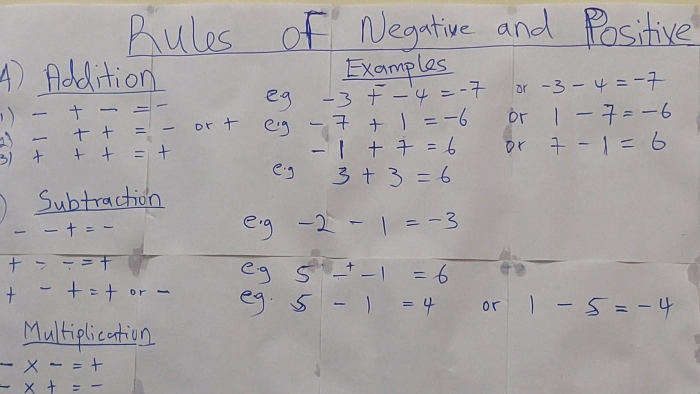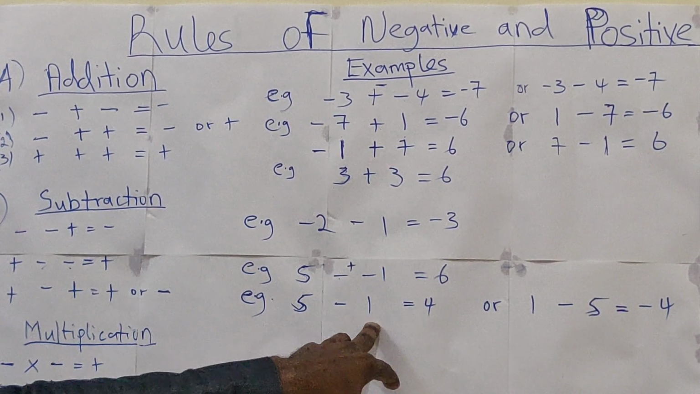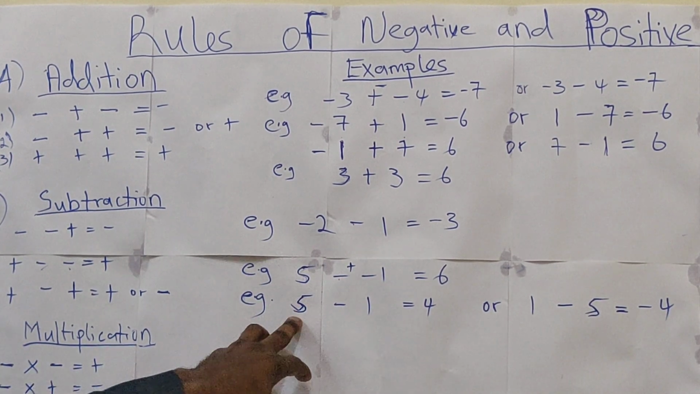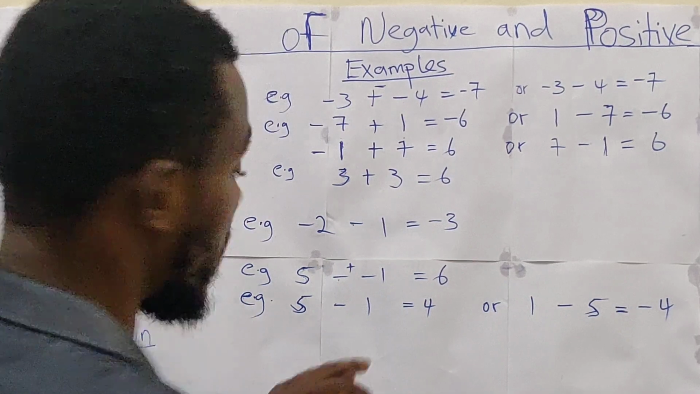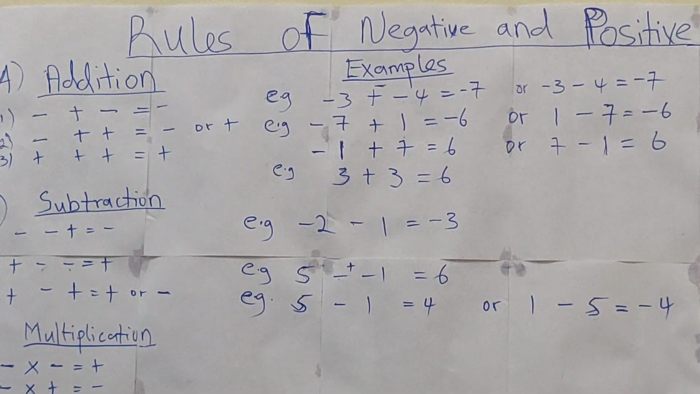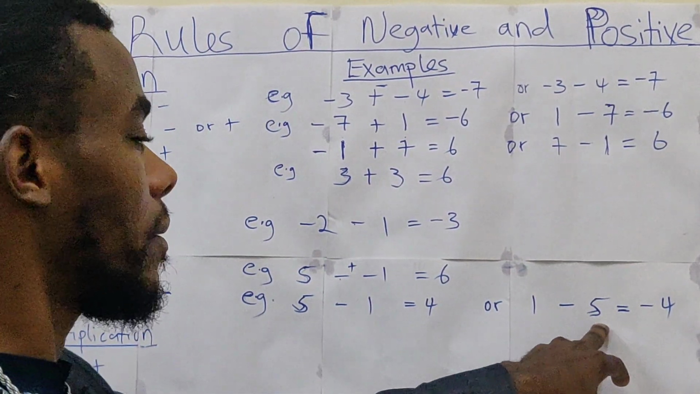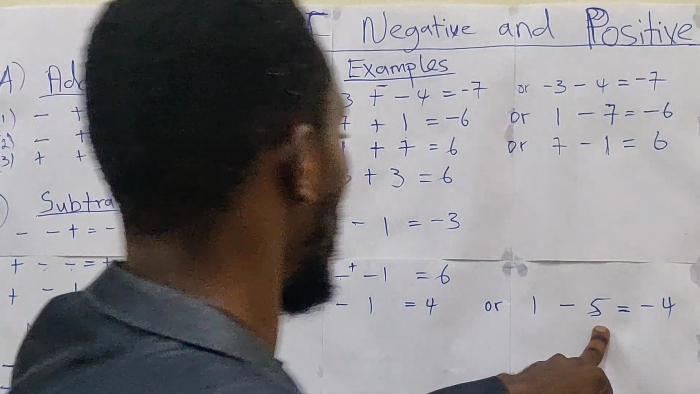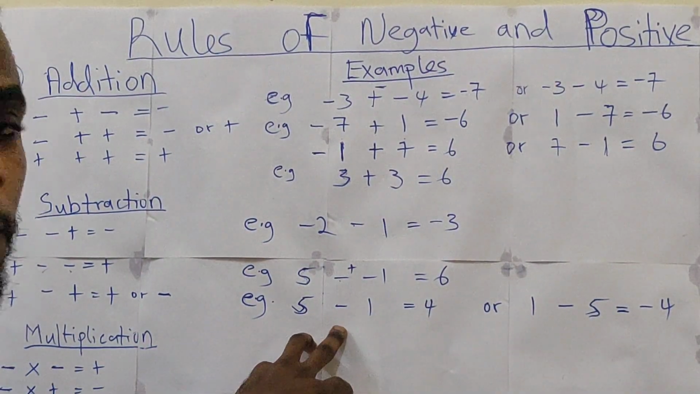So the difference is when the first number is bigger than the second number, it is positive. When the first number is smaller than the second number, it is negative, when you are using negative sign.